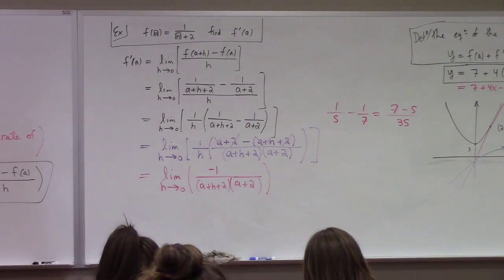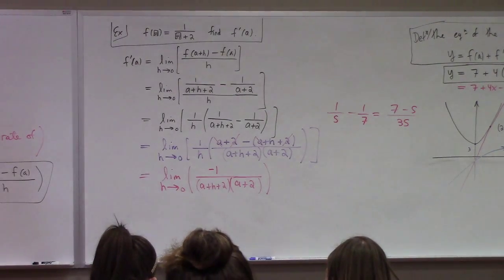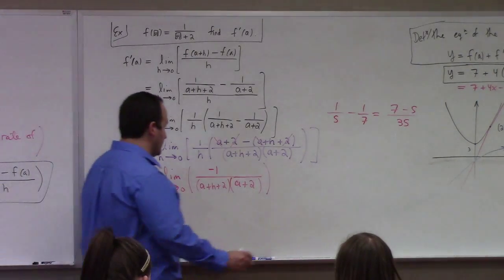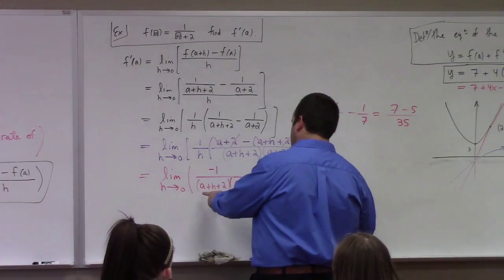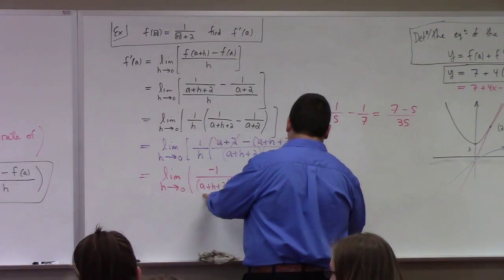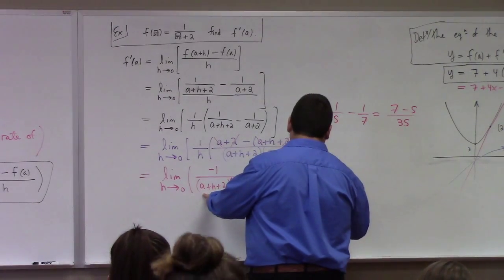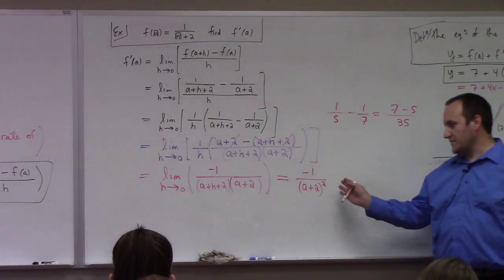You guys with me? At this point, it's not type 0 over 0 anymore. We could actually plug in 0 and get a value, right? What is the value? A plus 2 times a plus 2, right? So it's a plus 2 squared, because I get a plus 2 times a plus 2.